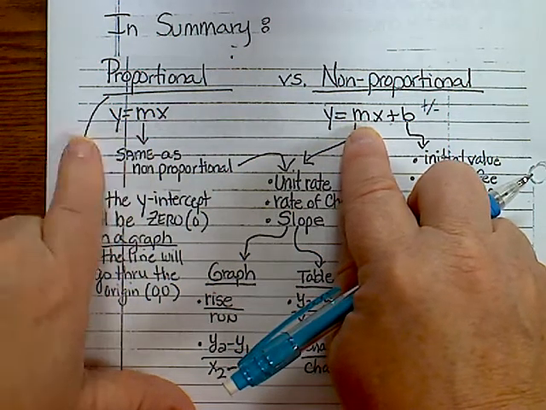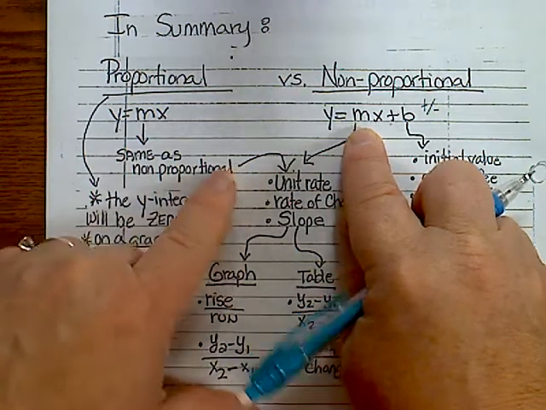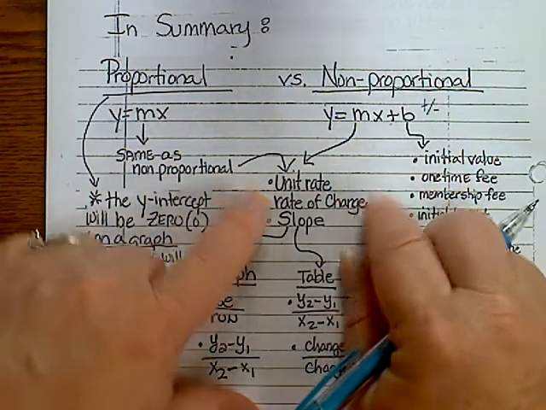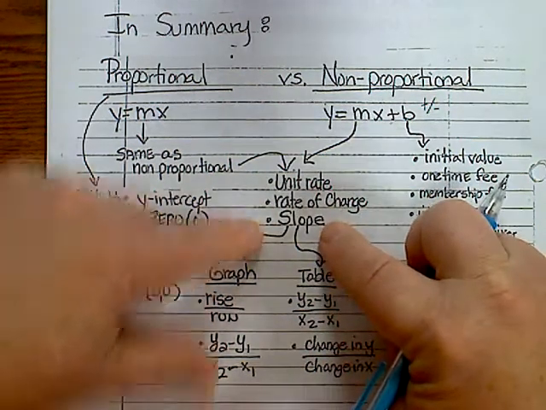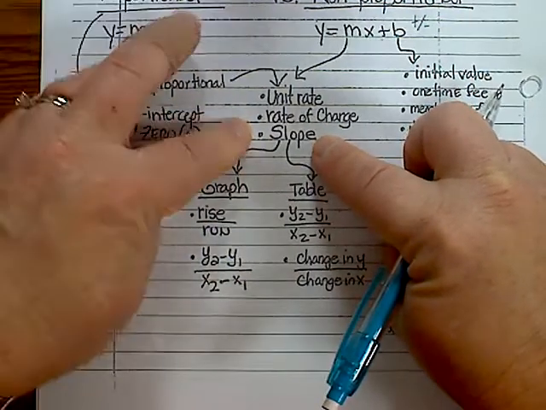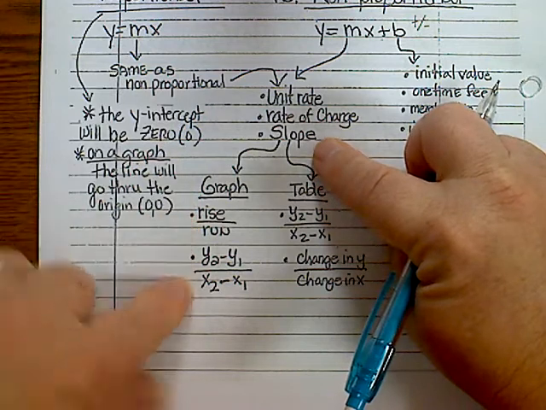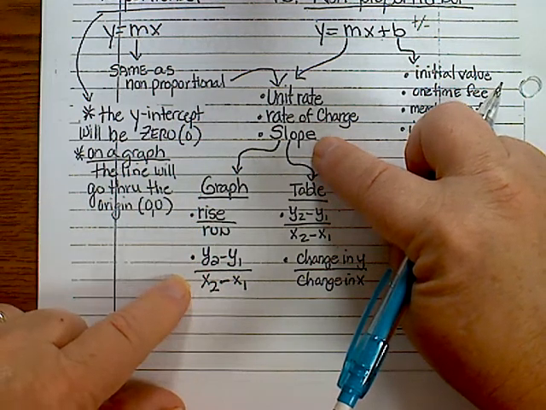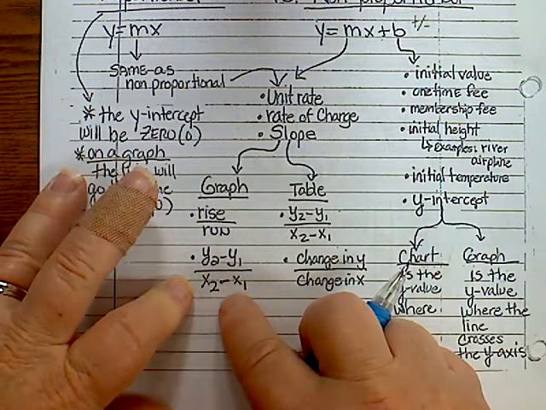So let's talk about the slope. The slope is the same as proportional. So it is always your unit rate, your rate of change, okay? And you find slope the same way, whether it's a proportional relationship or a non-proportional relationship. In a graph, use rise over run. You can use your formula for slope, y2 minus y1 over x2 minus x1. Where do you find that again?